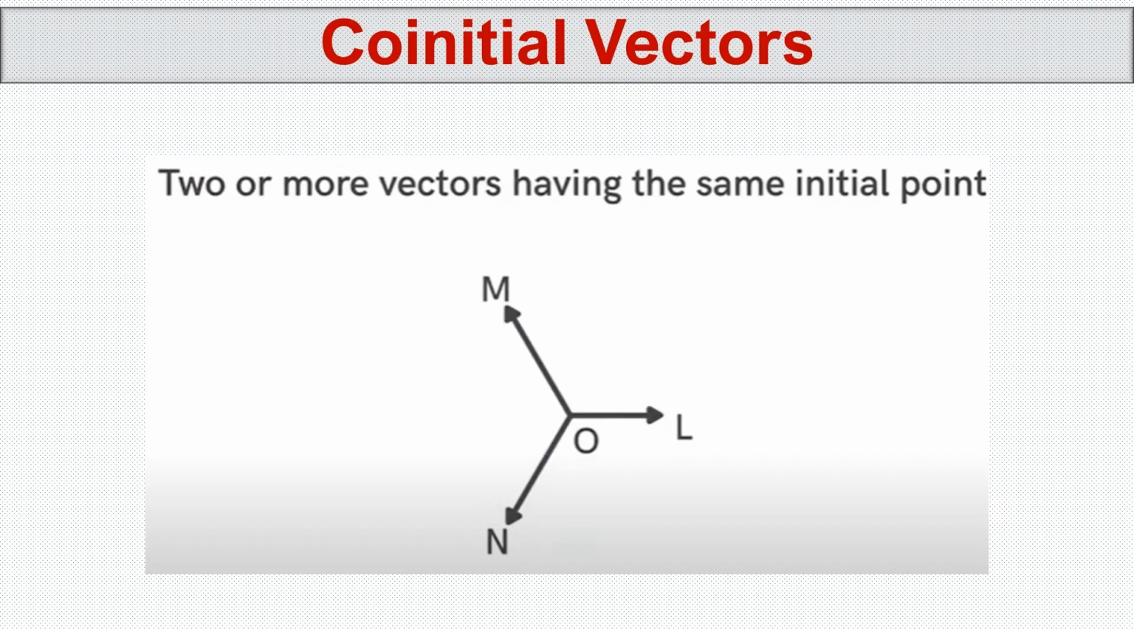Now we discuss what co-initial vectors are. Co-initial vectors mean two or more vectors having the same initial point. This is the initial point for these three vectors. So this is a co-initial vector: vector OL, vector OM, and vector ON. We have three vectors, all starting at the initial point O. Co means equal, so all three vectors start with the same point.